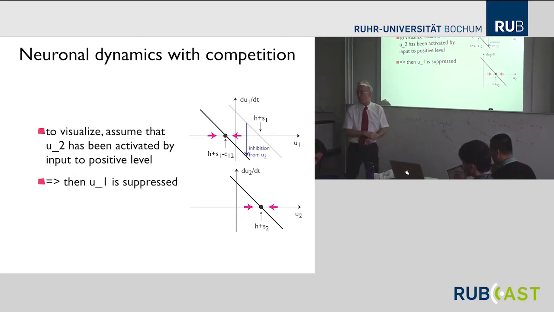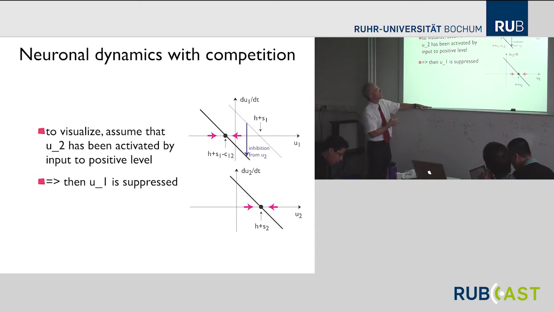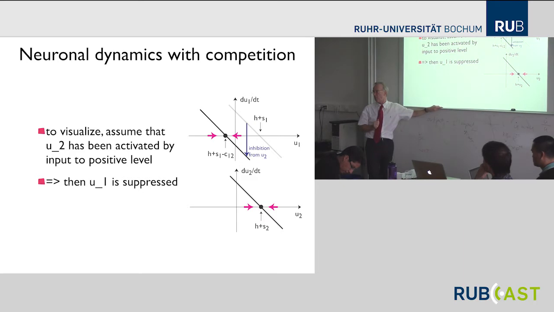And now there are two ways of visualizing that. First, the direct one that we have been using for one neuron. It's not mathematically rigorous, but we can get an idea from it. That would be making some kind of mental simulation where we would say, let's assume that neuron number 2 has been activated somehow to a positive level of activation, and then study the dynamics of neuron number 1, and then check if that's consistent with neuron number 2 doing that.